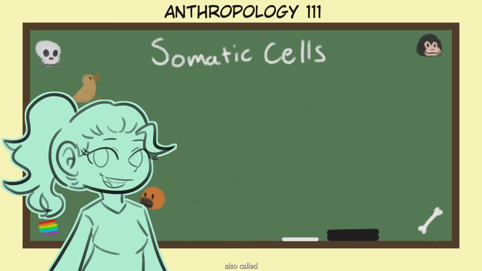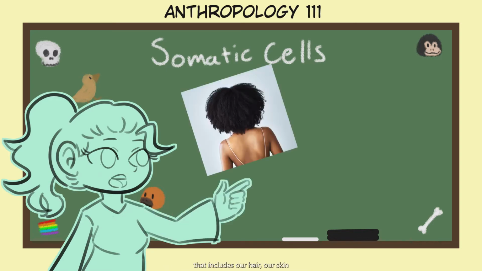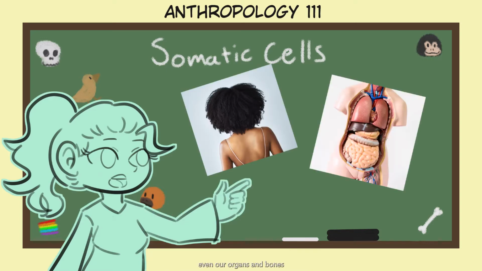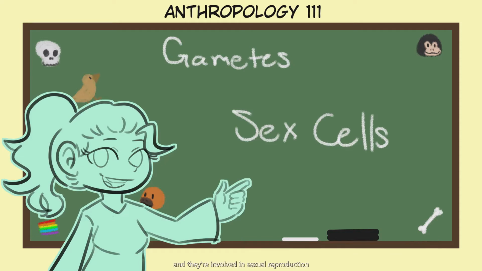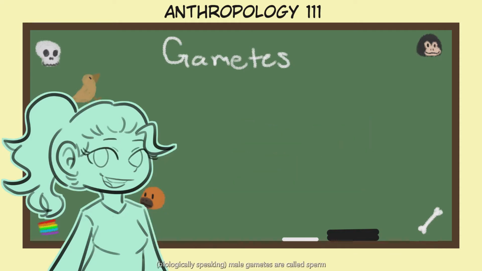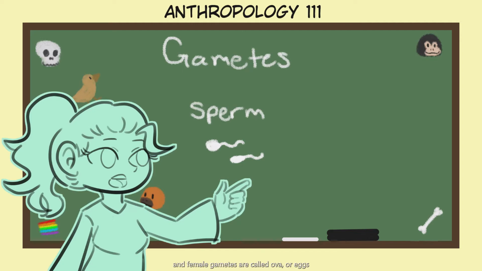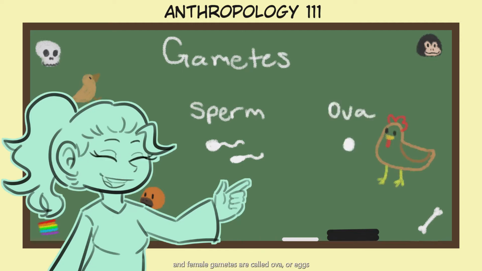Somatic cells, also called body cells, make up almost everything about our body. That includes our hair, our skin, even our organs and bones. Gametes, however, are called sex cells, and they're involved in sexual reproduction. Male gametes are called sperm, and female gametes are called ova or eggs.